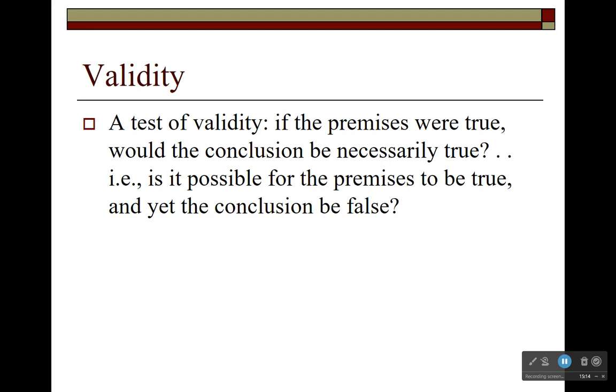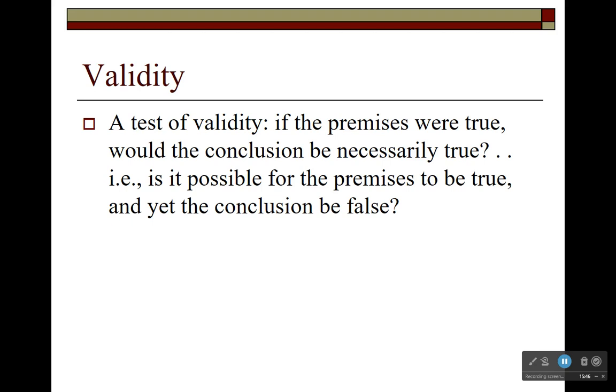So there's a test that you can apply. There's a standard that you can apply to make that determination. There's a test of validity, and the test is this. Just ask yourself, if the premises were true, and put to the side the question of whether they actually are true, put to the side the factual claims made in the argument, and just for the purpose of validity, just focus on the inferential claim. And ask this question, if the premises were true, would the conclusion be necessarily true?